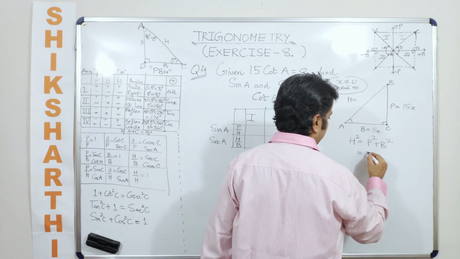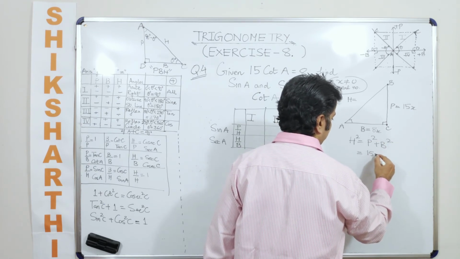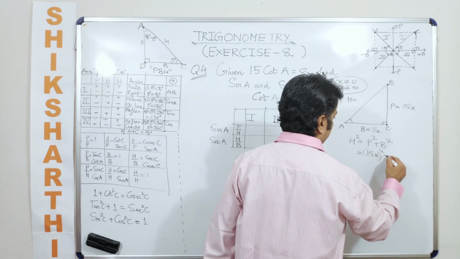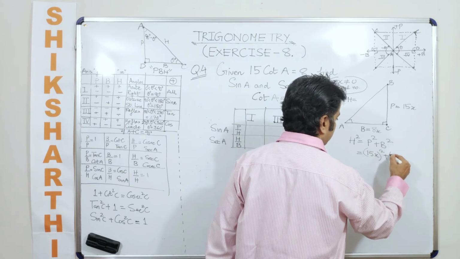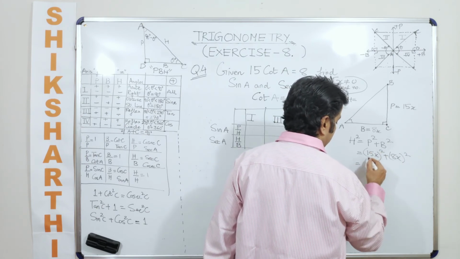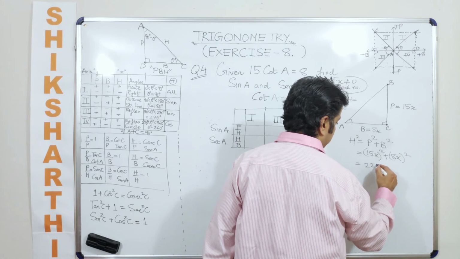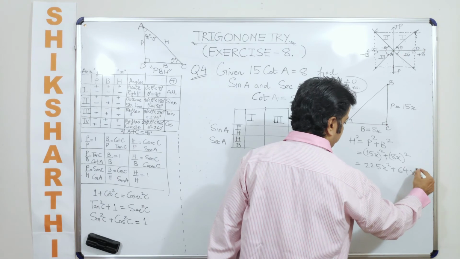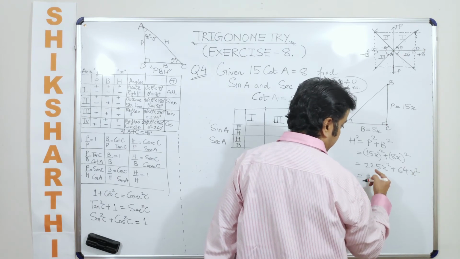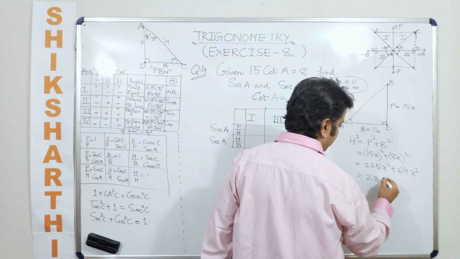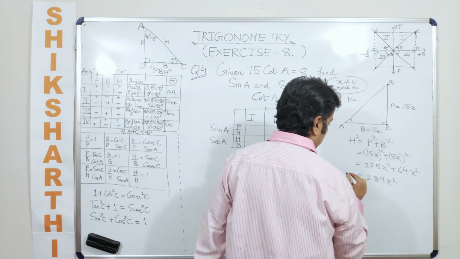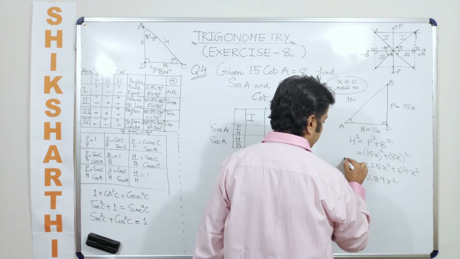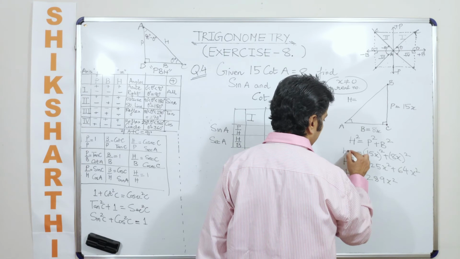So what is p square here? 15x whole square plus 8x whole square. So can I say now how much is it? 15x whole square is 225x square, plus 64x square. That makes it how much? Now this is 289x square. So let's understand now, we are getting the value of h square as 289x square.